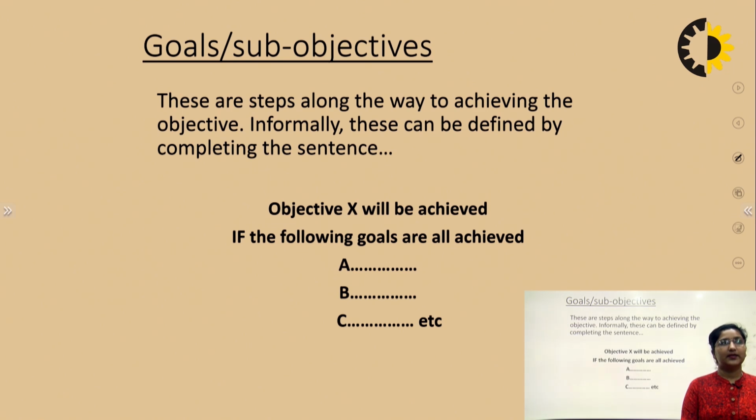Now, goals and objectives. There are various ways of identifying the goals or the objectives. There are steps along the way to achieve the objective, and informally, in a sentence, we can say objective X can be achieved if the following goals are all achieved. Then we can say that our objective is achieved.